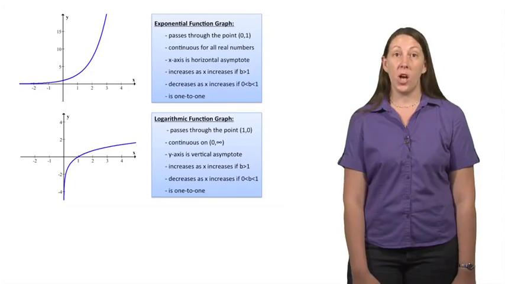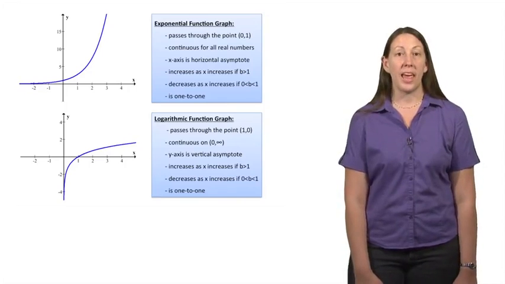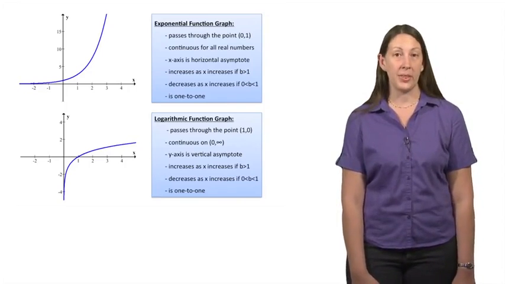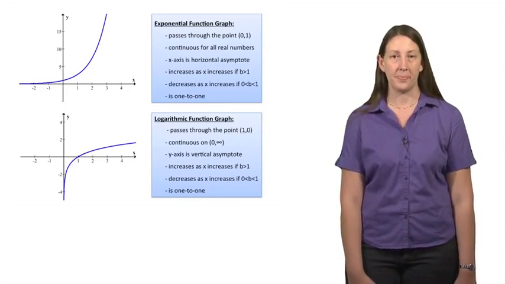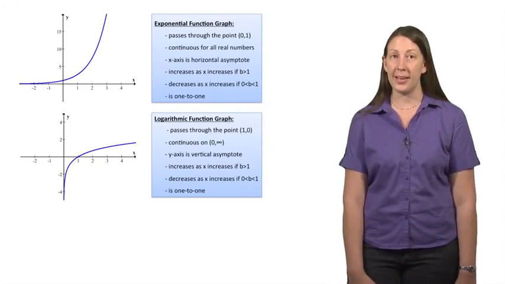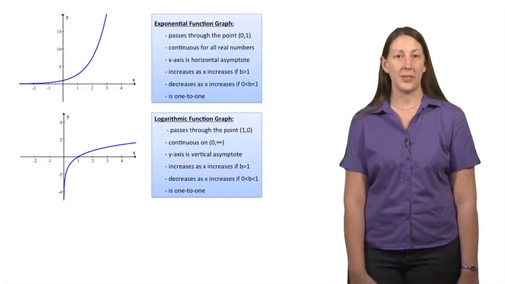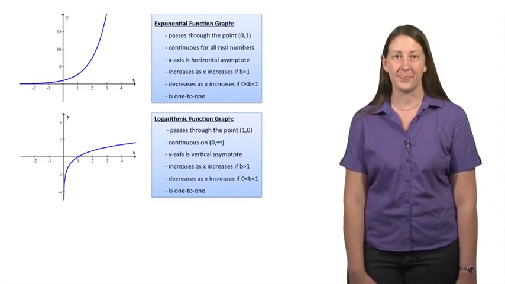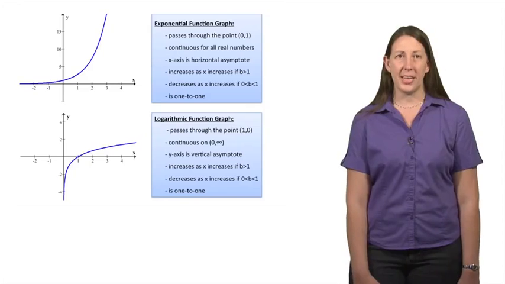Notice that this function also increases as we go to the right, and as I head towards x equals 0, this function goes to negative infinity. This function is also one-to-one because notice any horizontal line through this function will intersect the graph at most one time. How are these two functions related to each other?